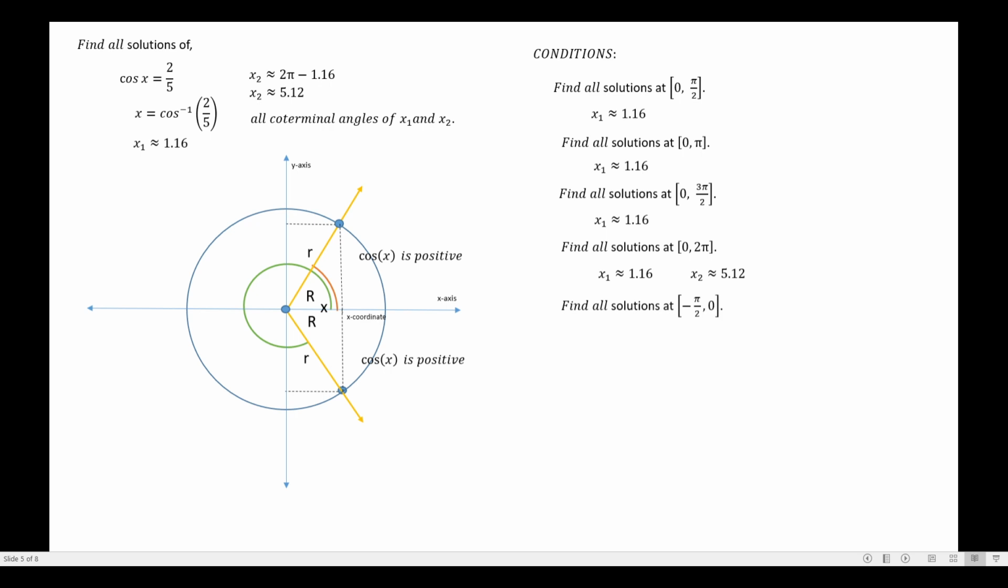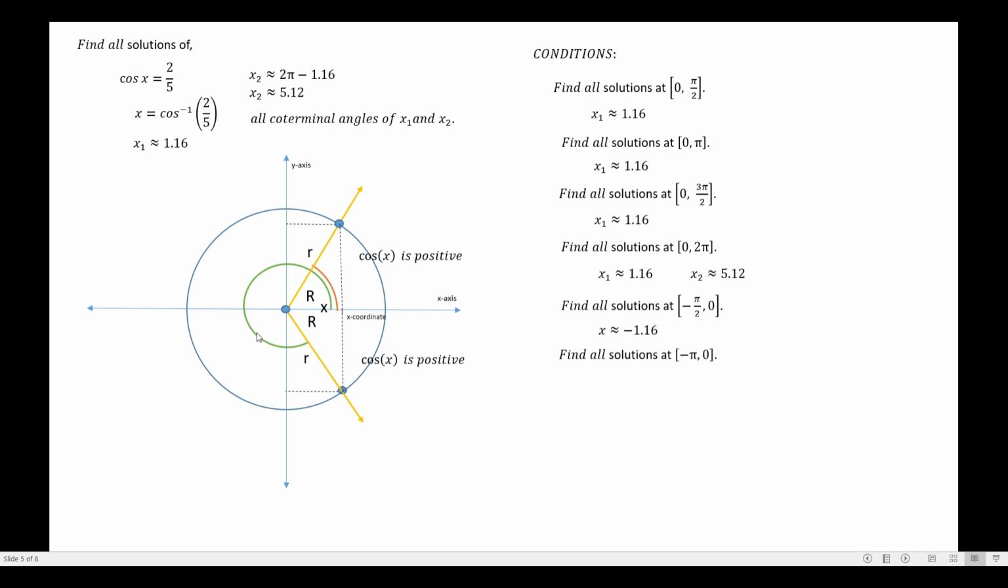If we are to take the negative side, you have negative pi over 2 up to 0 here. Then there is actually one terminal side that we considered. So in short, we are to take the value of the angle rotating clockwise. So that should be x equals negative 1.16. From the x-axis moving down, that's clockwise rotation, that should be a negative angle, approximately negative 1.16.